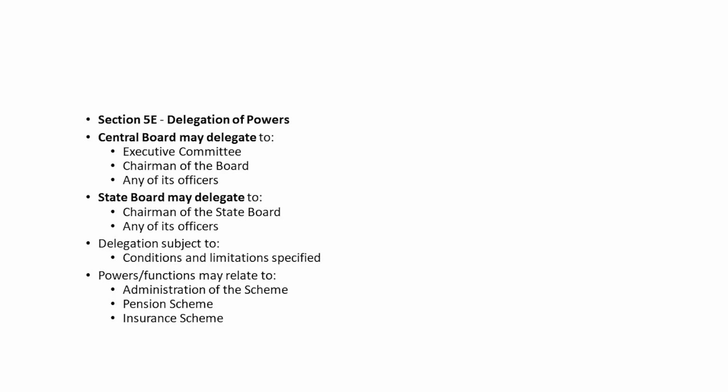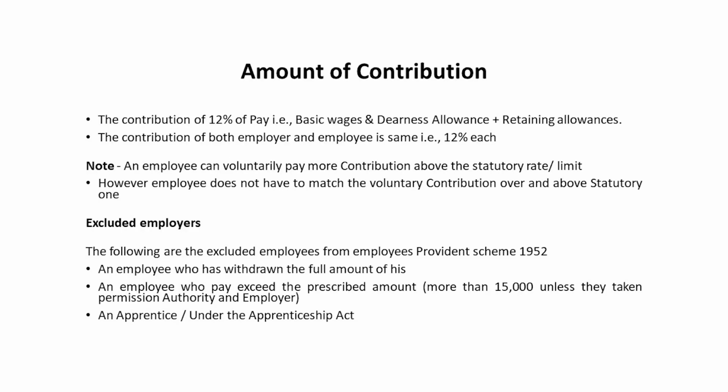When we talk about the amount of contribution, which is very important under this act, the contribution is 12% of the pay. It means 12% of the contribution is given by the employer, on basic pay plus dearness allowances plus retaining allowances. So that is 12% of these three, given by the employer side. The contribution of both sides, employer and employee, is the same, 12% from each side.